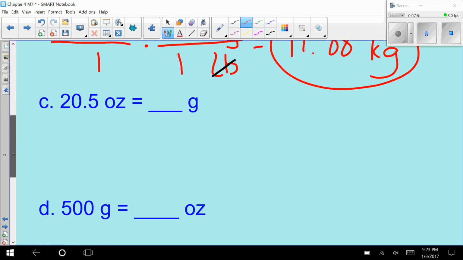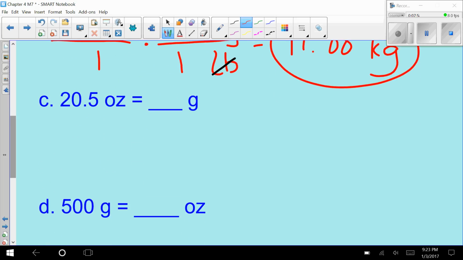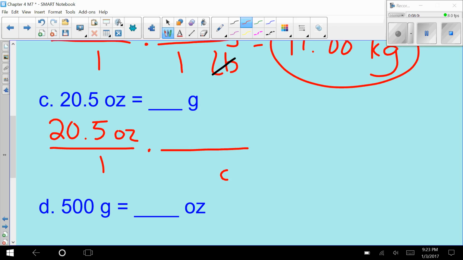For this third one, we start off with 20.5 ounces. So we're going to write 20.5 ounces over 1 times, we'll need a fraction bar. Ounces has to go on the bottom so that they cross cancel off. And grams will be at the top. Well, our conversion factor says 1 gram is equal to 0.035 ounces. So the 1 goes with the grams, and 0.035 goes with ounces.